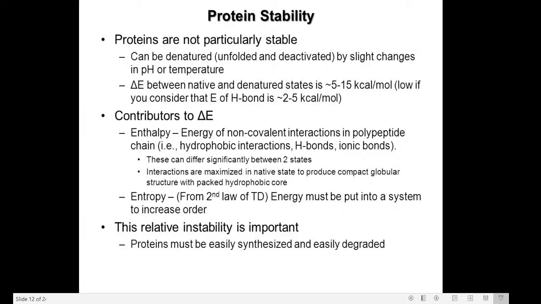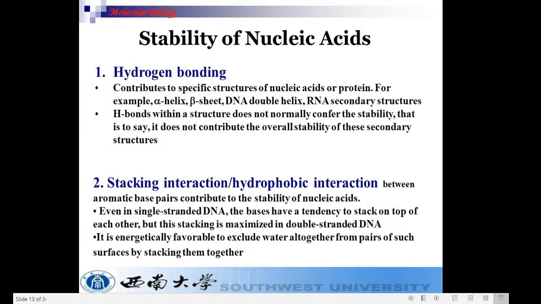This entropy is the energy transfer between the system to increase order. First is amino acid interaction, then amino acids forming loops. That loop interaction, everything is calculated based on the second law of thermodynamics. The second law of thermodynamics is the energy transfer within a particular space. Relative stability is very, very important. Relative stability means the surrounding temperature and the stability variations.